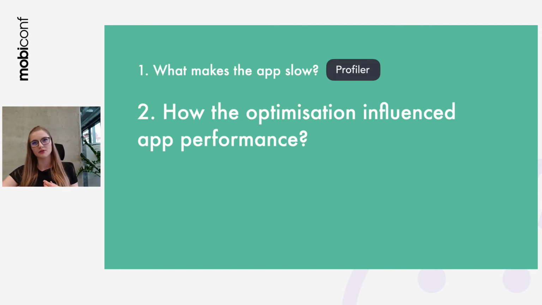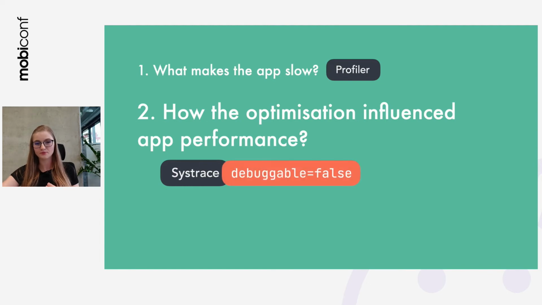And in my opinion, in that case, it's much better to use systrace. As you saw earlier, systrace gives us a bit less information than Profiler, but it has the advantage that it allows us to measure app performance in release mode. So the results that we see here are a bit more accurate, and app performance will be more similar to what our users will experience.